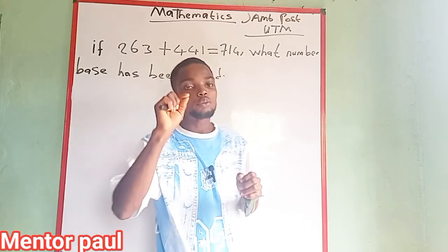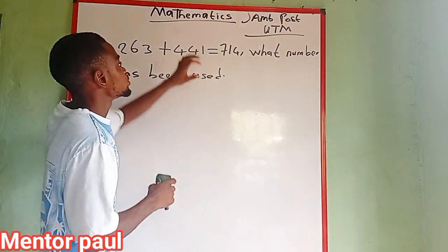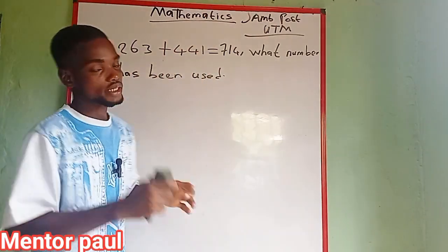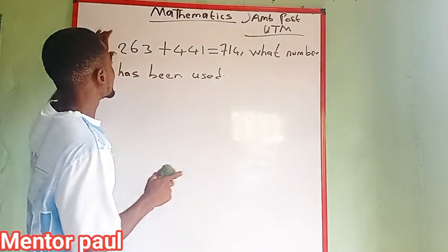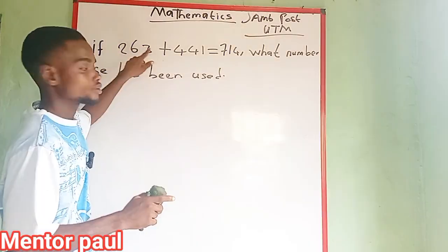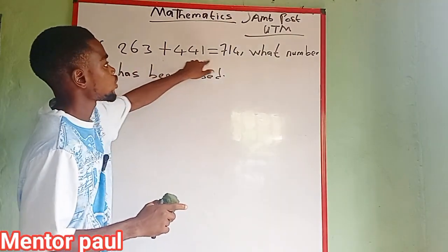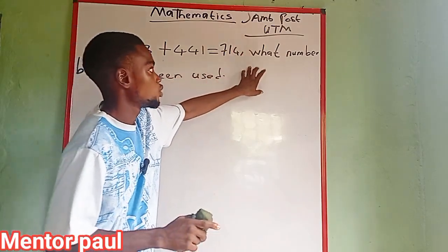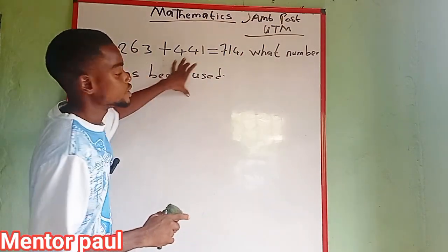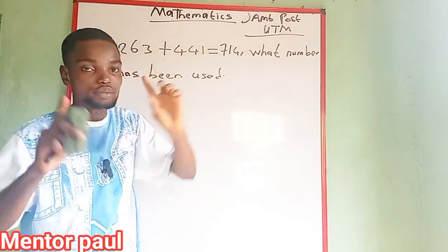As a JAMB student or a post-UTME student, you should be able to know this question because it is mostly asked. So here we have that if 263 plus 441 equals 714, what number base has been used?